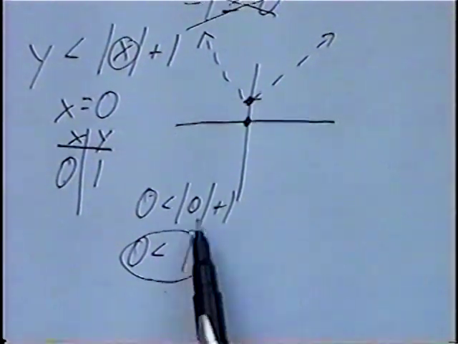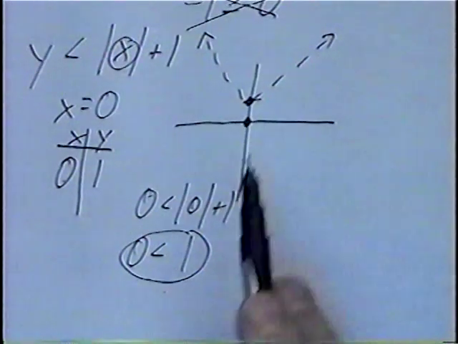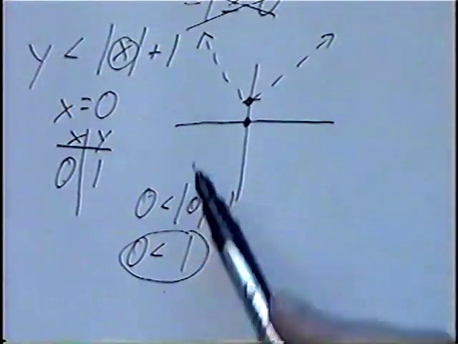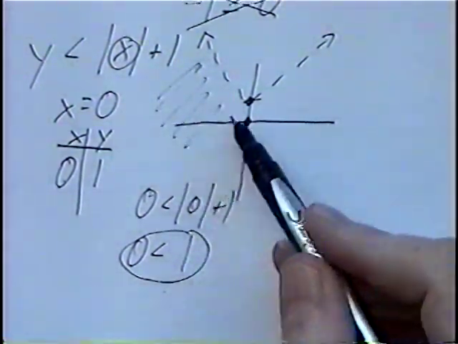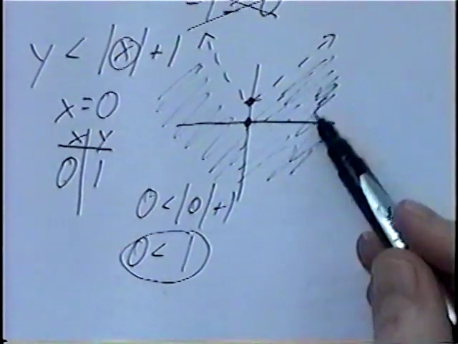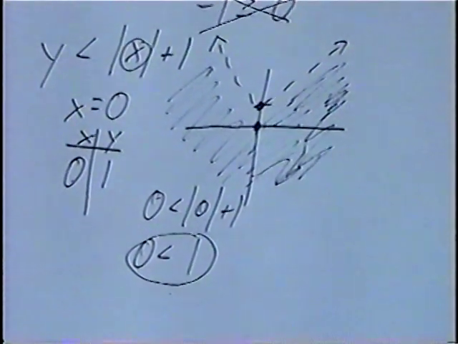If it's true, it means the point 0, 0 is part of the solution or the part of the graph that's shaded, which in this case is outside the absolute value. So we'll shade everything that is outside the absolute value. And that would be the answer for the graph.